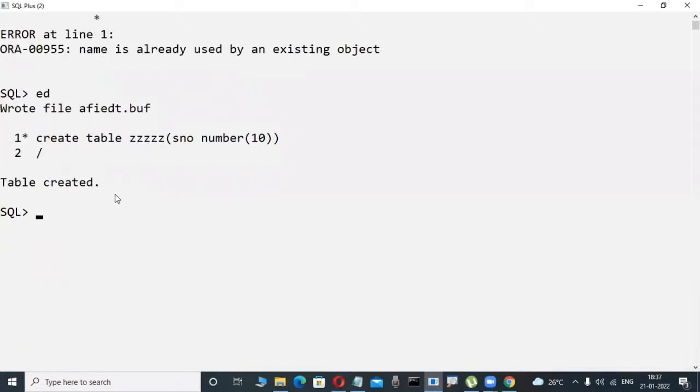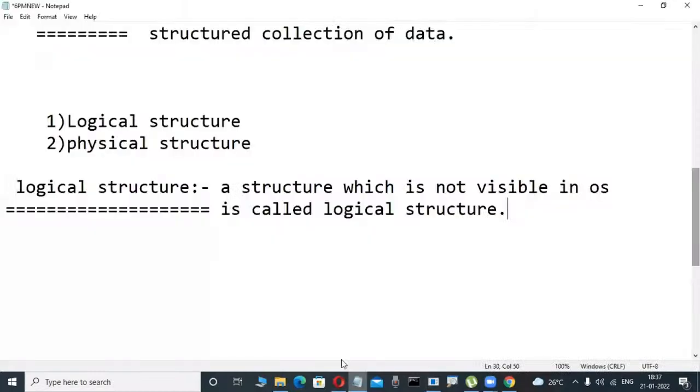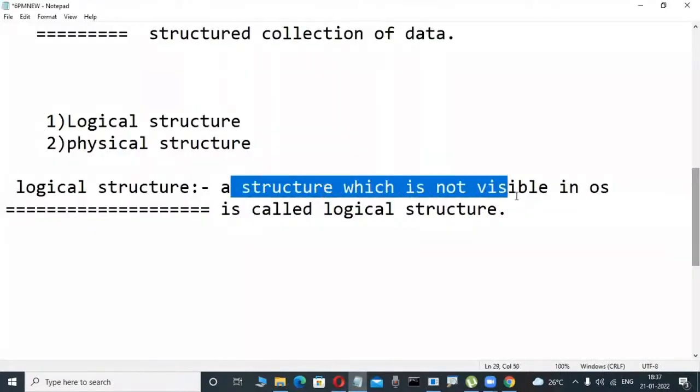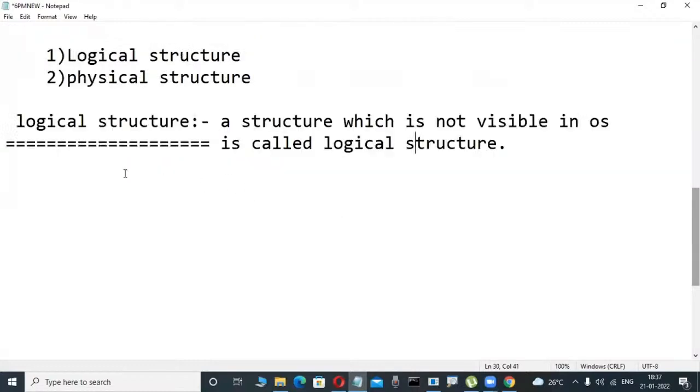This is a database only, don't worry. In this database only, it is visible. So now those tables are visible in a database. That is not visible in your C drive, D drive like that only. That's why a structure which is not visible in operating system is called logical structure. But in this logical structure only, developers are working. Suppose I'm a PLSQL developer, you are a SQL developer, Java developers, .NET developers, Python developers, ETL developers. These all persons are working in a logical structure.